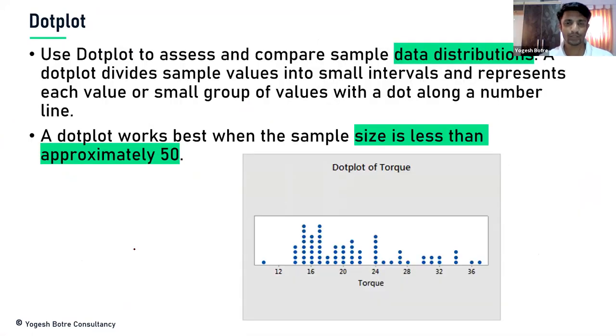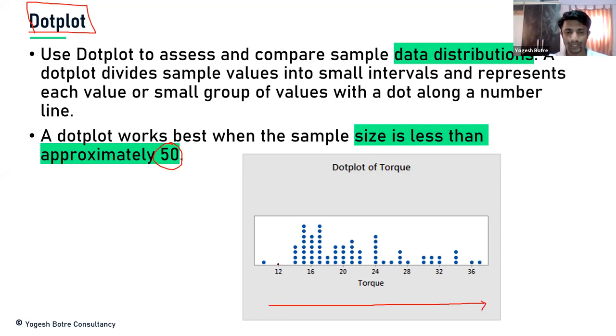So let's go to the next topic, next tool, dotplot. Now, this may not be that valuable, but it can be used when you have fewer data points. With fewer data points, a histogram or box plot doesn't make any real sense. The sample size threshold is basically 50. If you have fewer than 50 data points, you can in fact create a dot plot as well. And what a dot plot plots is not a bin, it is an individual value.